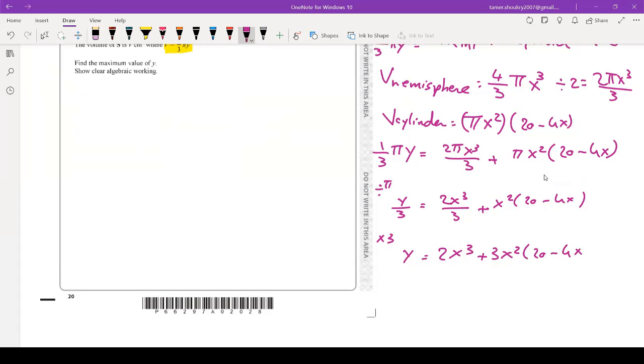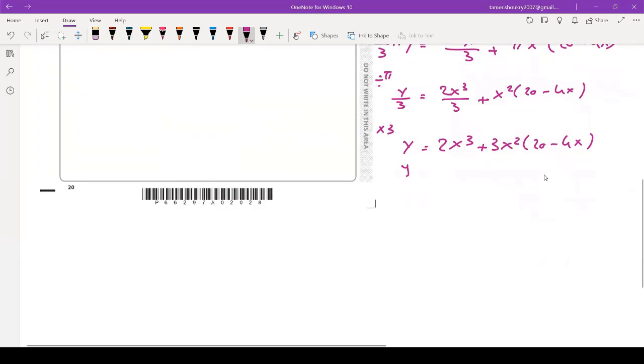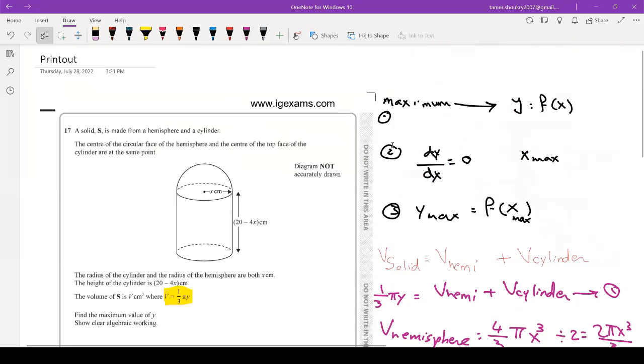multiplied by 20 minus 4x. Now we expand the bracket, so we have y equal to 2x cubed plus 60x squared minus 3 times 4, which is 12x cubed. Now we have the terms 2x cubed and 12x cubed. We add them together, so we simplify: 2x cubed minus 12x cubed is minus 10x cubed. Now, as we said, this is the first step.